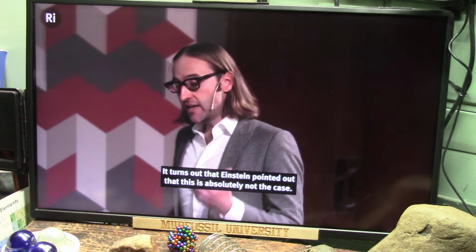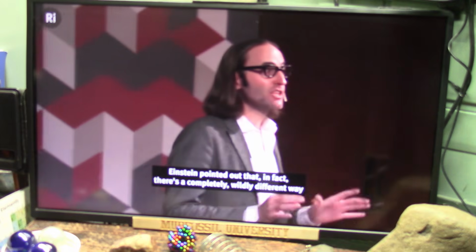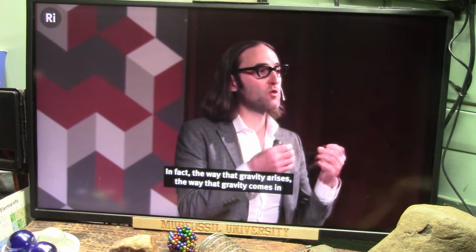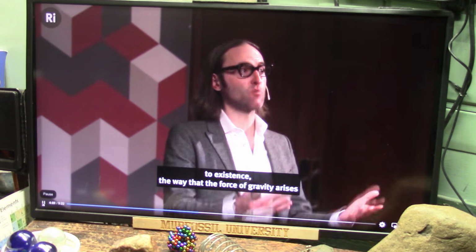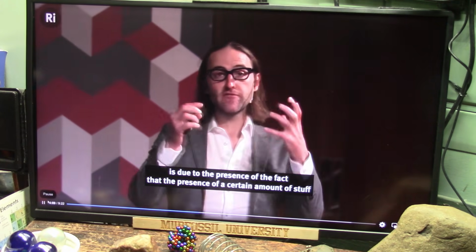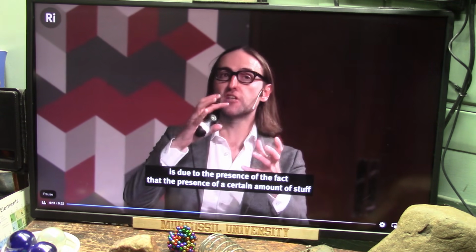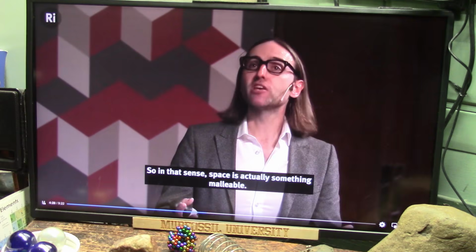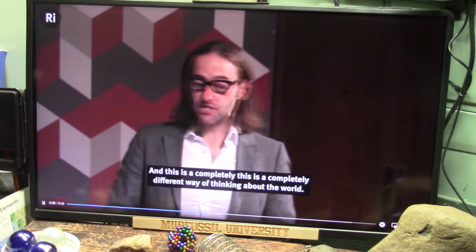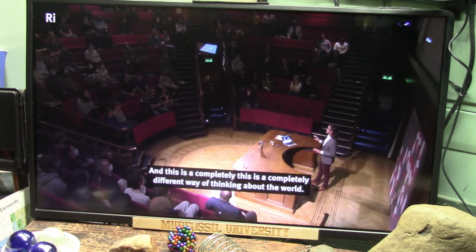It turns out that Einstein pointed out that this is absolutely not the case. Einstein pointed out that, in fact, there's a completely wildly different way to think about it. The way that the force of gravity arises is due to the fact that the presence of a certain amount of stuff within a certain volume of space actually warps and bends the fabric of space itself. So in that sense, space is actually something malleable, it's bendable. And this is a completely different way of thinking about the world.